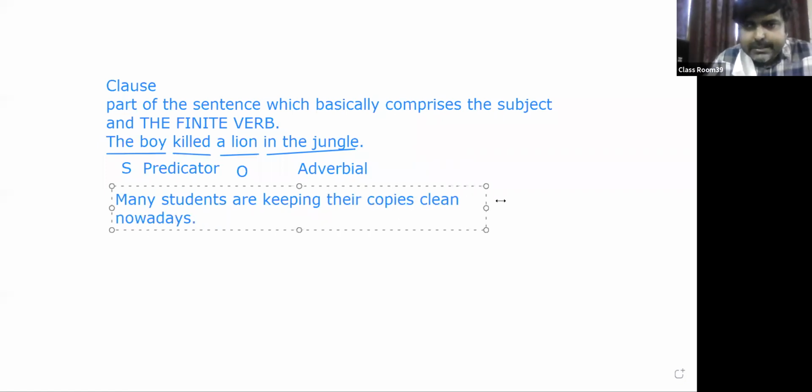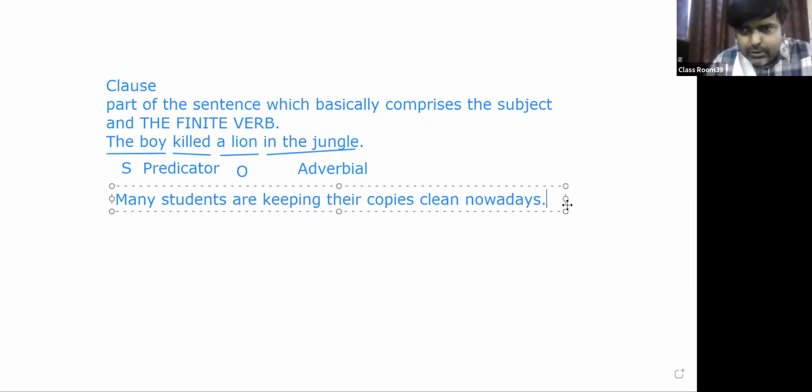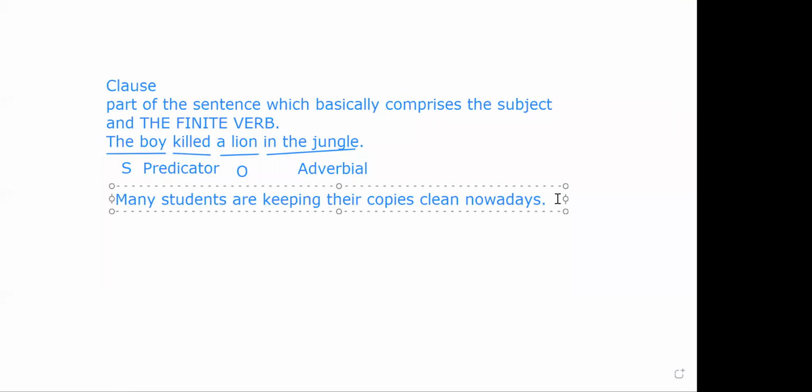Look at this sentence. Can you spot the subject, the predicator, the object, and if you can see a complement and an adverbial? Can you do that? What about Nikuj? The many students is the subject. Okay, good. Keeping their copies clean nowadays are predicate.